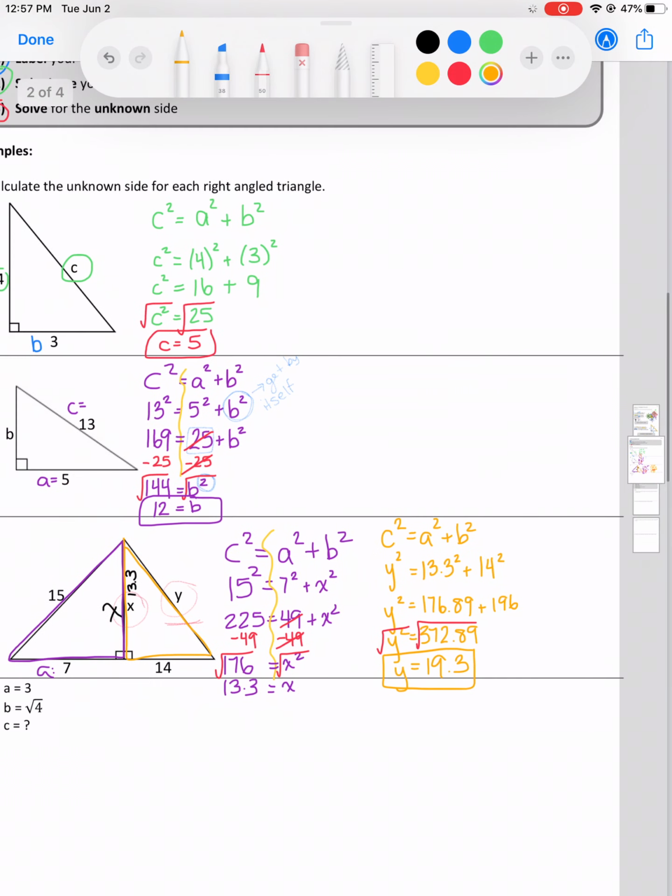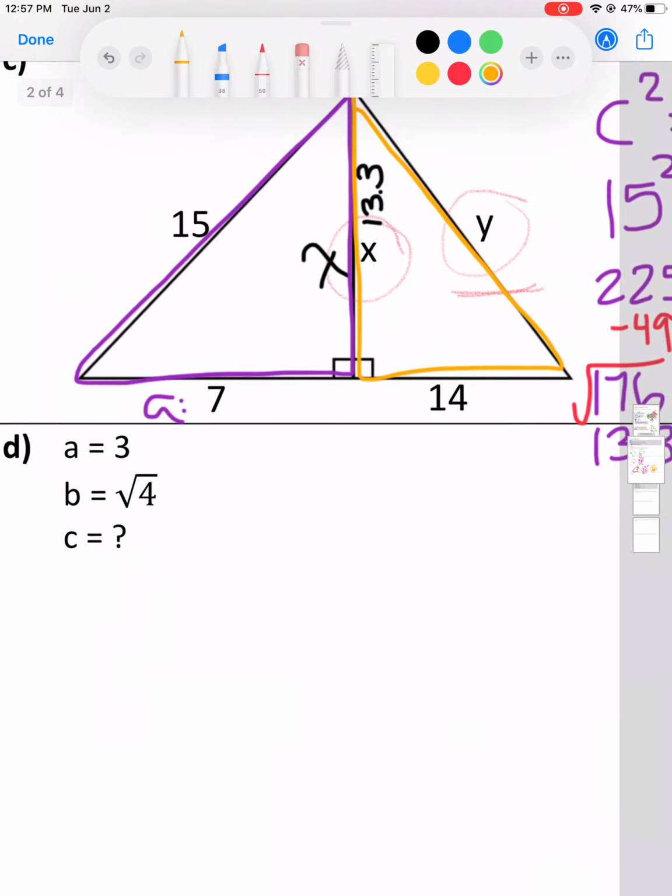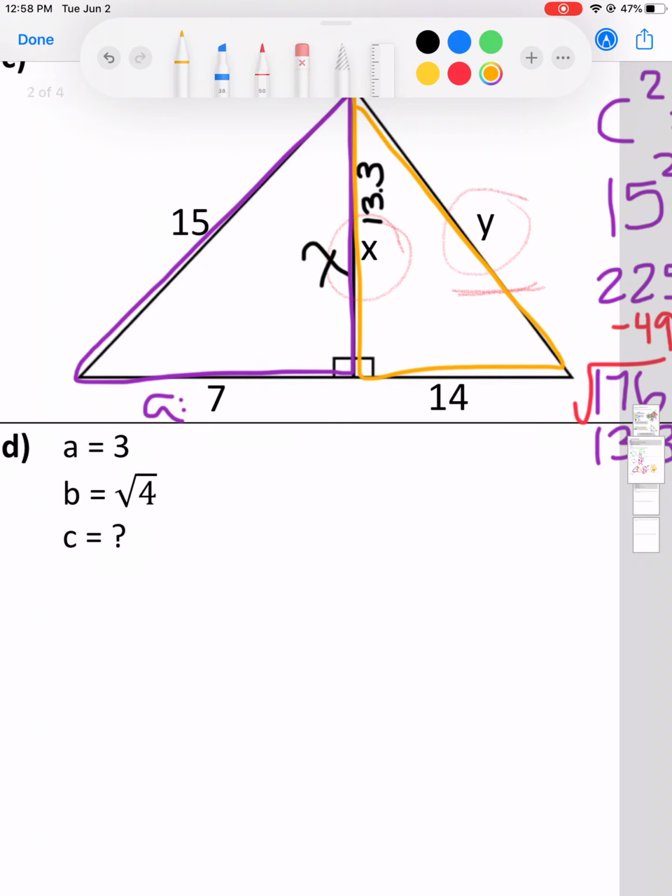So again, guys, when I go through this, I recommend that you try it and then check your answer with me. Maybe you can do it for the next one. Okay, let's go. Let's do her.